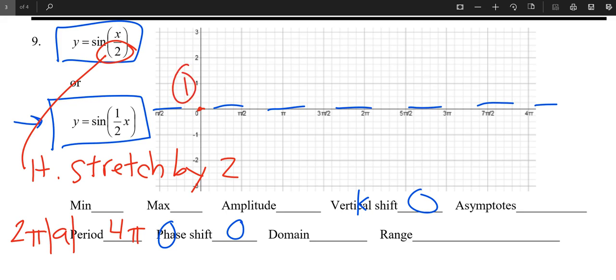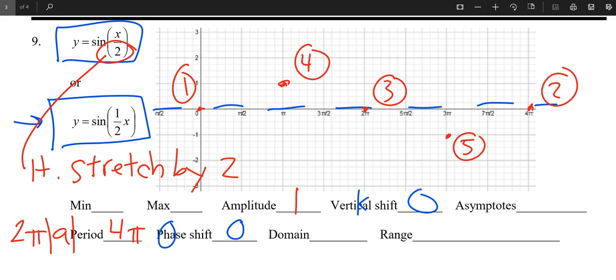So, if this is point number 1, point number 2 is all the way over here. Where's point number 3? 2 pi, halfway in the middle. Amplitude, 1. That has not changed because we didn't do any vertical stretching or shrinking. So, when I'm finding point number 4, it's halfway in between and it's 1 unit up. And point number 5, halfway in between, 1 unit down. That's your picture. It was horizontally stretched. Any questions on that?